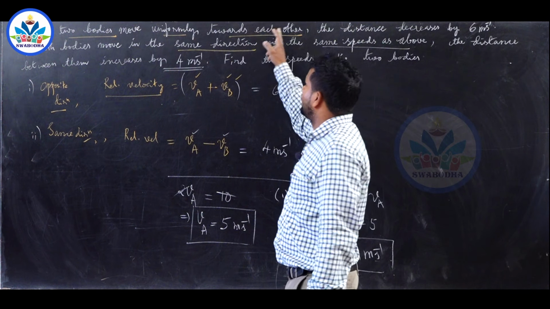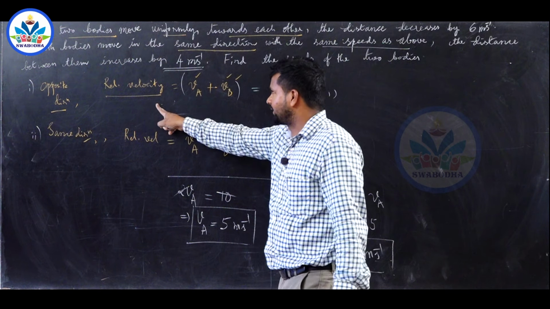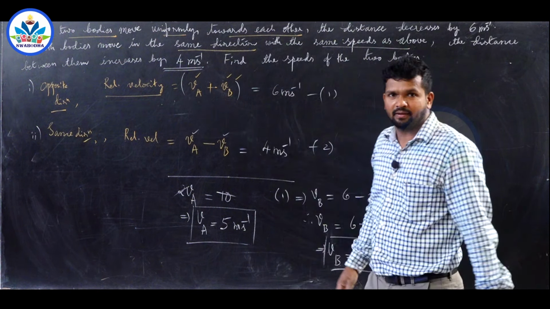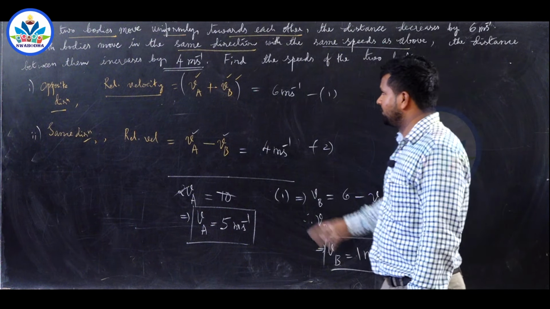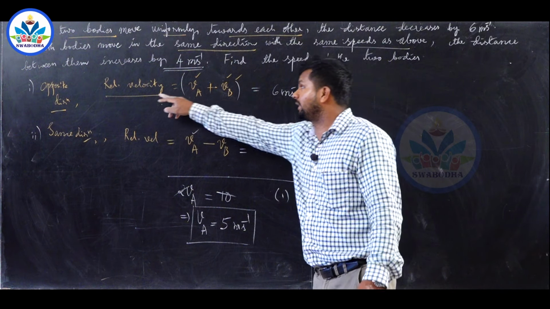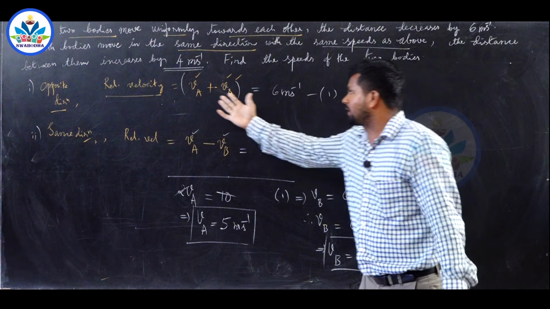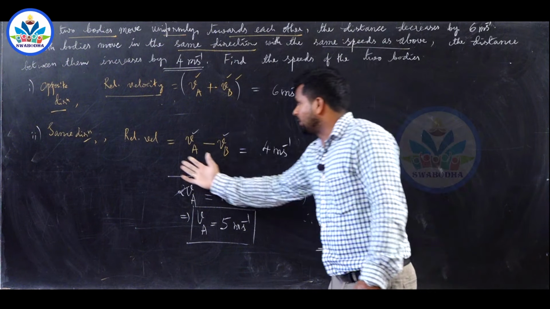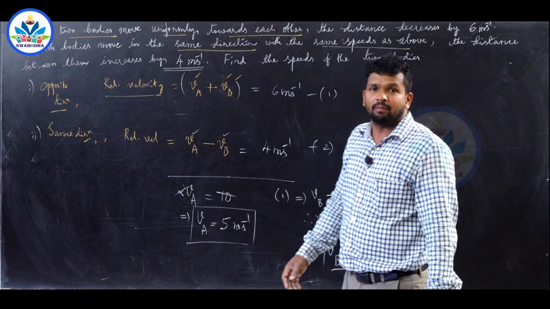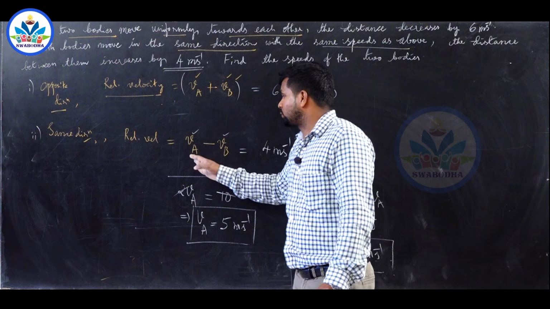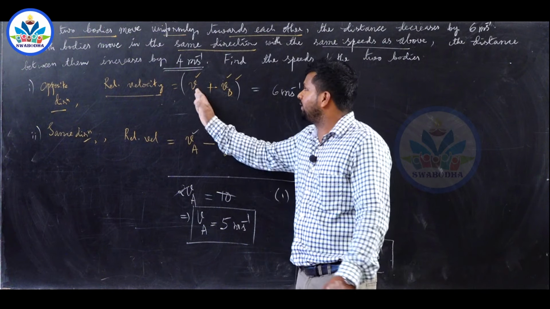If they are moving towards each other, that is in opposite direction, we know relative velocity equals VA plus VB. If they are moving in the same direction, relative velocity equals VA minus VB. When they are moving in the opposite direction, relative velocity of one with respect to the other will be more compared to their individual speed, therefore we have to take the sum. When they are moving in the same direction, relative velocity of A with respect to B will be less than the actual speed of A with respect to the ground. Therefore, VA minus VB.